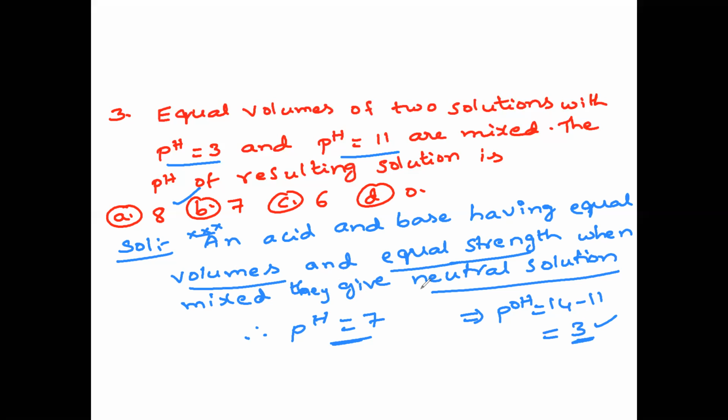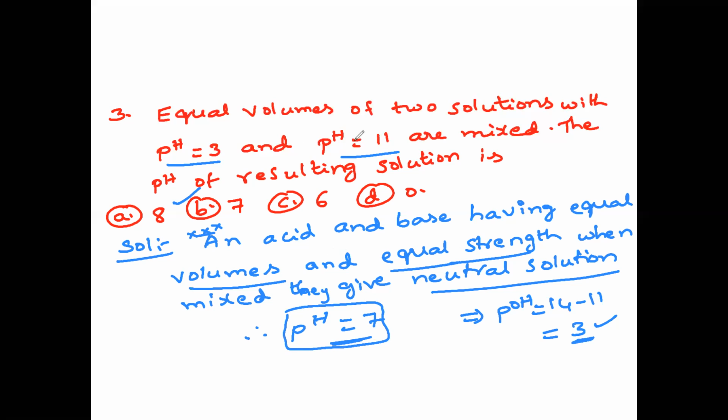So for a neutral solution, what is the value of pH? It is equal to 7. These questions are very, very important, so please note it down. This statement is very important. Again, I'll repeat the statement: an acid and base having equal volumes and equal strength. Only equal volumes is not sufficient; equal strength should also be there. An acid and base having equal volumes and equal strength, when mixed, give a neutral solution.